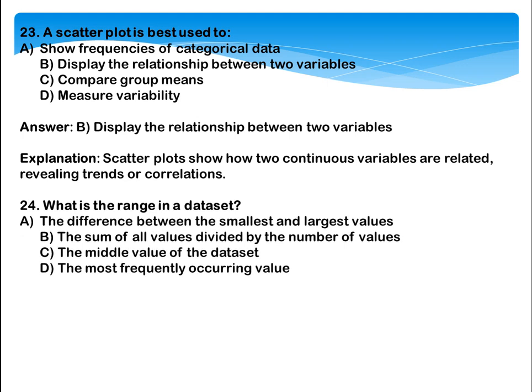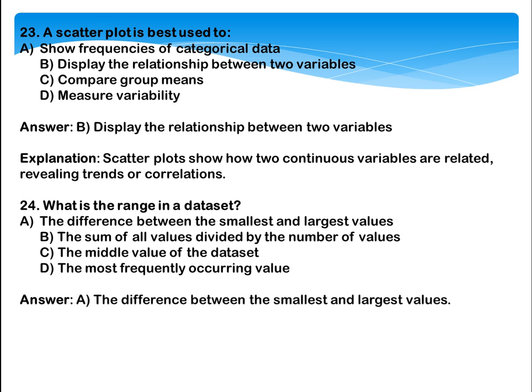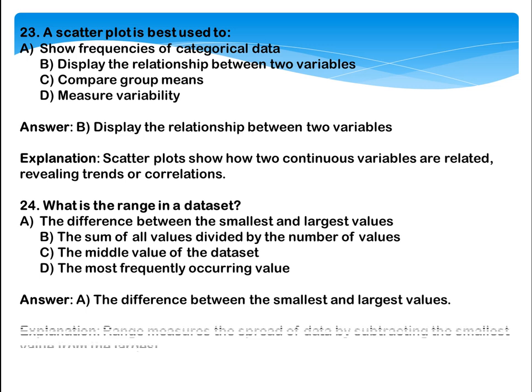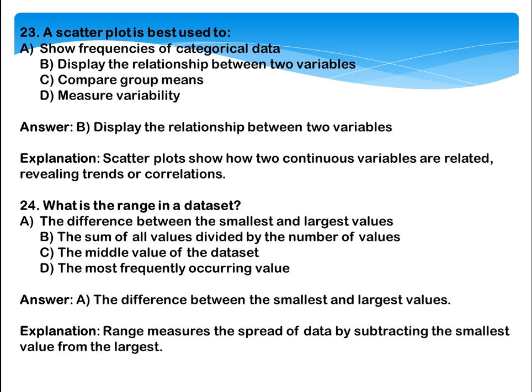24. What is the range in a dataset? A. The difference between the smallest and largest values. B. The sum of all values divided by the number of values. C. The middle value of the dataset. D. The most frequently occurring value. Answer: A. The difference between the smallest and largest values. Explanation: Range measures the spread of data by subtracting the smallest value from the largest.